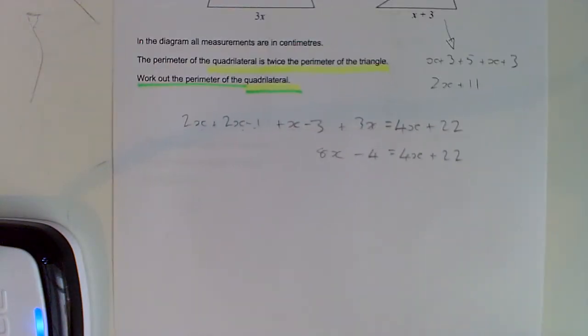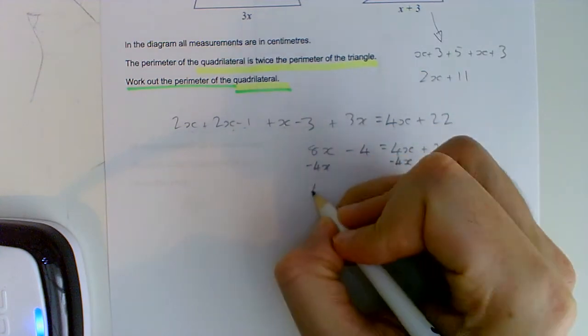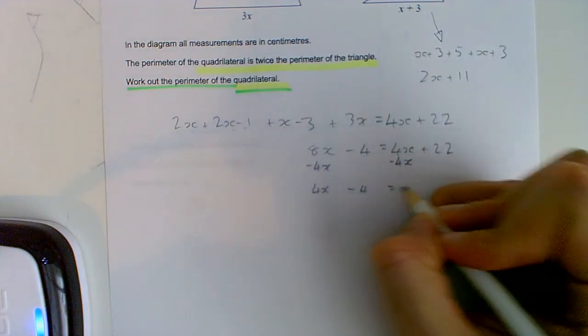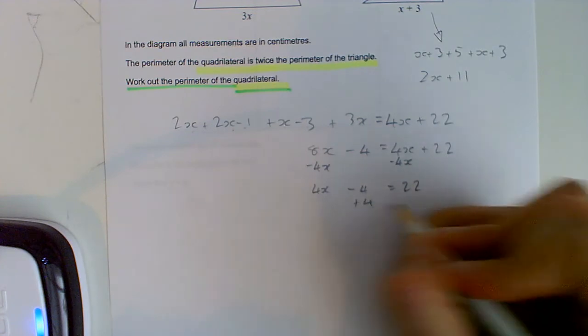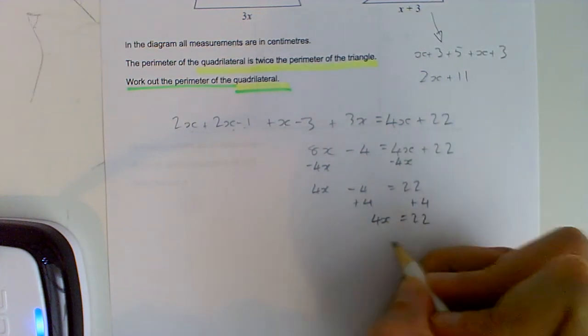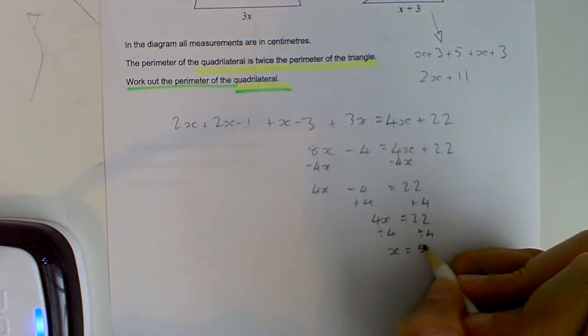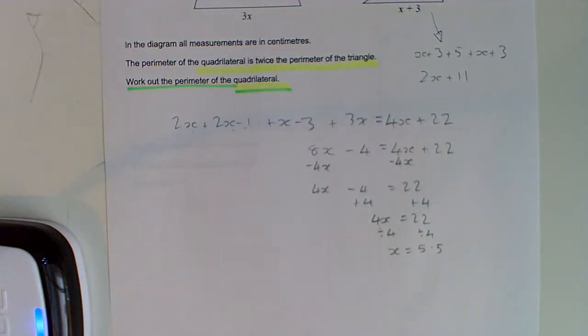We can solve it, get rid of the smallest x term, so minus 4x from both sides, plus 4 to both sides to get rid of that minus 4 there, so we get 4x equals 22. Divide both sides by 4 and we get x equals 5.5 there. Okay.